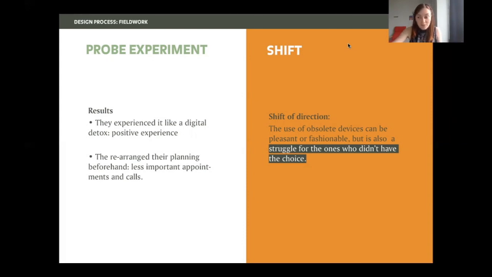From there, I made a shift because I thought that maybe there was a soft bias in the selection of the participants for several reasons. And I don't think that the use of obsolete devices is always pleasant or fashionable. I actually thought of the people who struggle in their lives because they don't have a choice and they can't just buy a new one when they are bored.